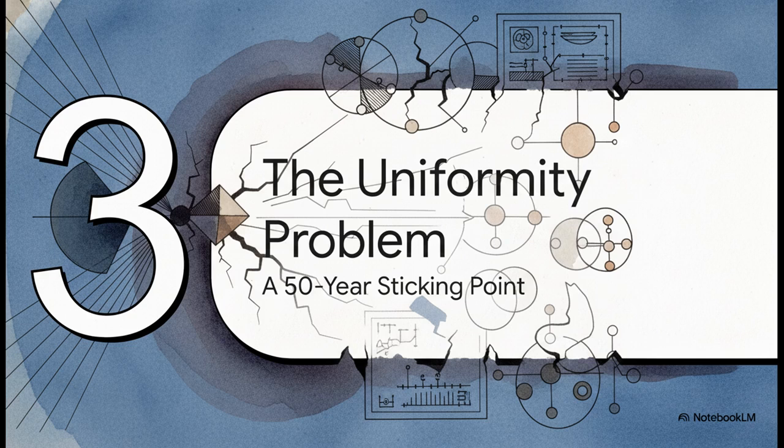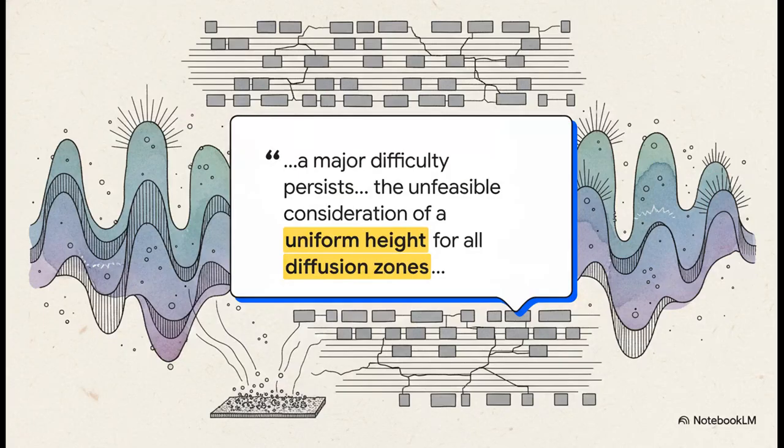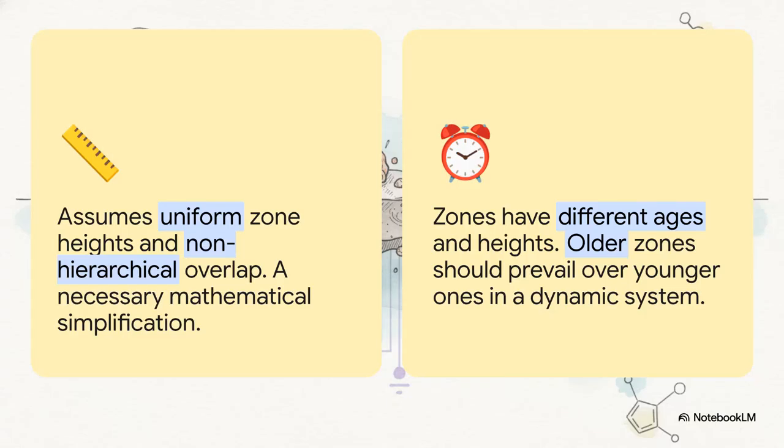Really powerful. But, and there's always a but, hidden inside this beautiful simplification was one critical, unrealistic assumption. And it was an assumption that stuck around in the standard models for decades, causing all sorts of little problems that researchers just couldn't quite explain away. And here's the problem, spelled out perfectly in this 2009 paper. The issue was the unfeasible consideration of a uniform height for all diffusion zones. Basically, the models were pretending that every single one of those feeding bubbles was exactly the same size, which, of course, they aren't.